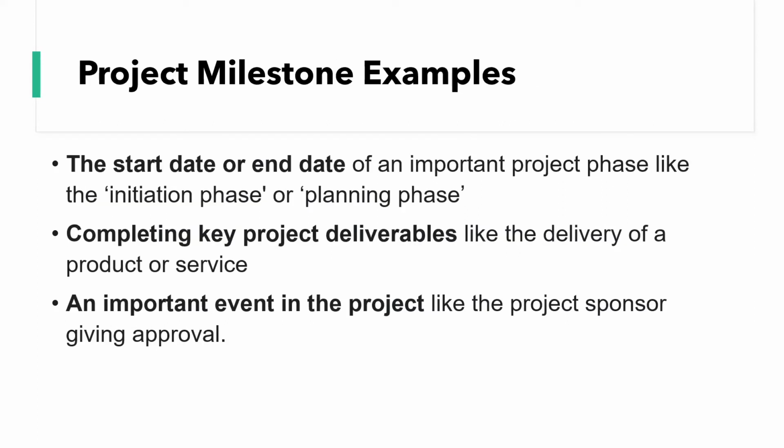So I've got 3 different examples of project milestones here. The start or end date of an important project phase, like the initiation phase or the planning phase. Completing or delivering on the key project deliverables, like the delivery of a product or service to the client or to the customer. It could be the creation of an app or the launch of an app. And thirdly, an important event in the project, like the project sponsor giving their approval.